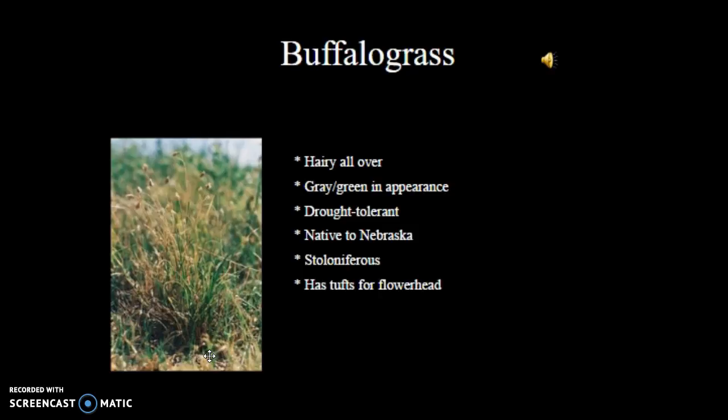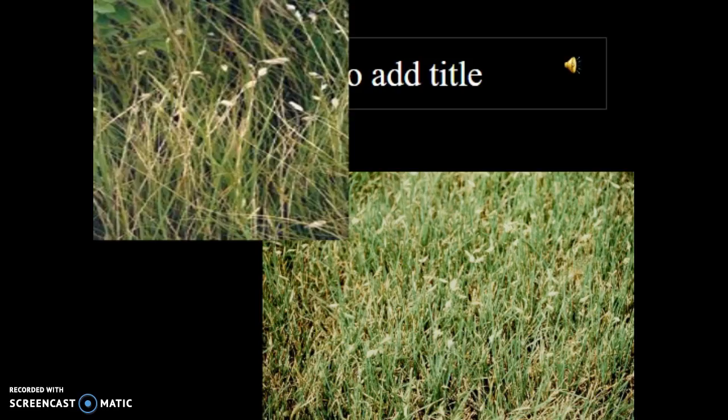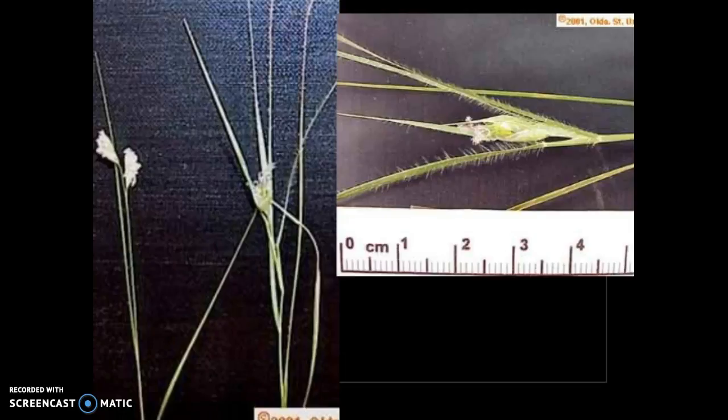It is stoloniferous, which I'll talk about in just a second. And it has what we call these tufts, or the flower heads. If you see these tufts, it should be a dead giveaway that this particular plant is buffalo grass. Here's a couple more pictures that you can see, probably a little bit better, the tufts that they have. And this is what we're talking about when we say hairy all over. It's going to have hair all the way up the stems, and even on the seed heads and things like that.